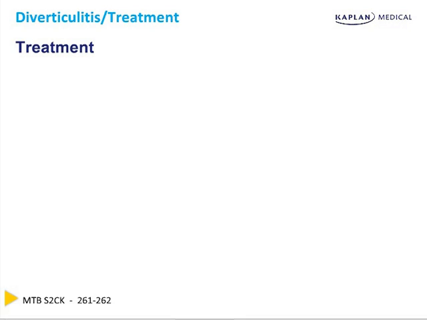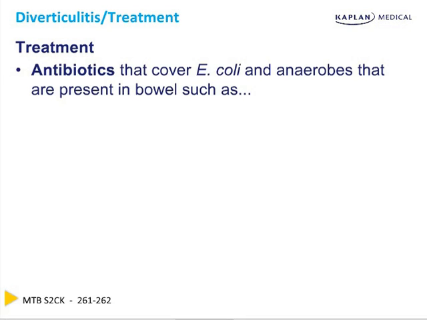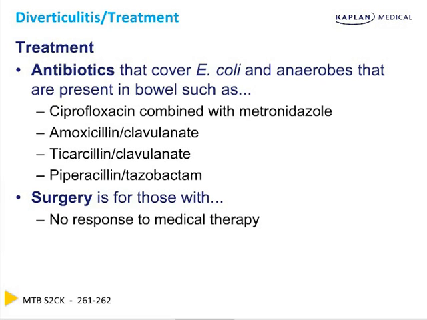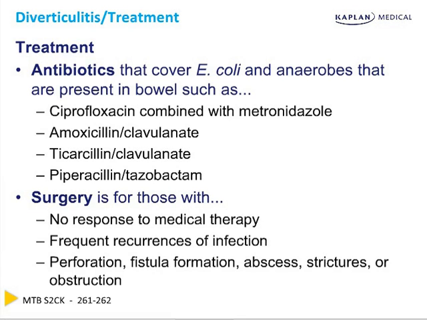We treat diverticulitis with antibiotics that cover E. coli and anaerobes. These can be ciprofloxacin combined with metronidazole, amoxicillin and clavulanate, ticarcillin and clavulanate, or piperacillin and tazobactam. Who gets surgery? Surgery is for those patients who do not respond to medical therapy, who have frequent recurrences of infection, or patients who have one of the following: perforation, fistula formation, abscesses, strictures, or obstruction.